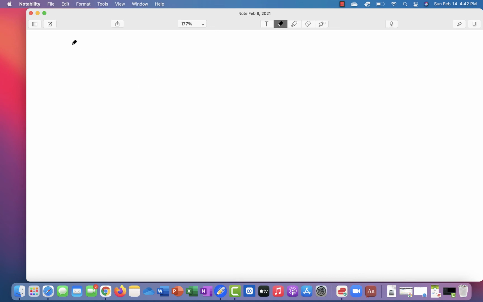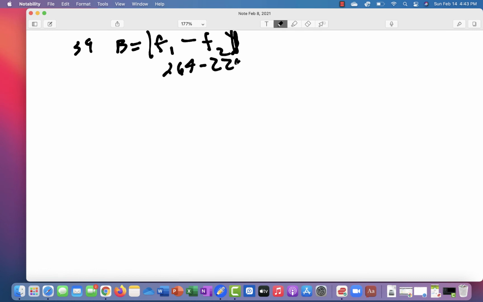Remember the beat frequency. The beat frequency f is equal to the absolute value of one minus the other. And it's the absolute value, not parentheses. So in the first case, it's going to be 264 minus 220, which is 44 hertz. In the second case, it's going to be 352 minus 297. So that's going to be 55 hertz.